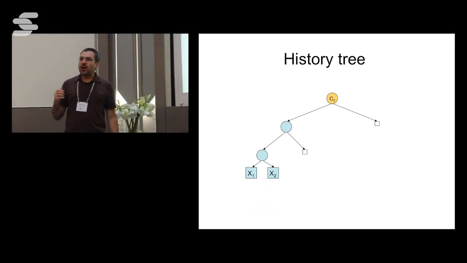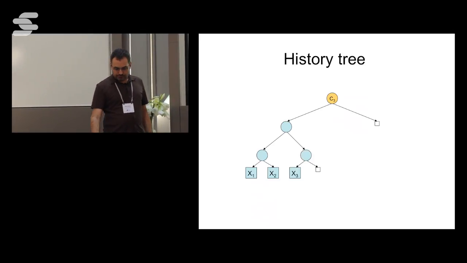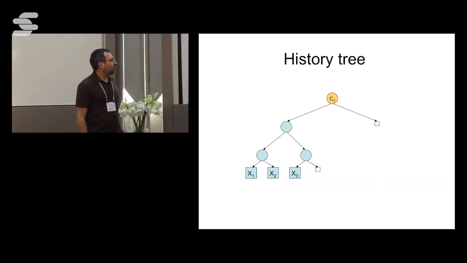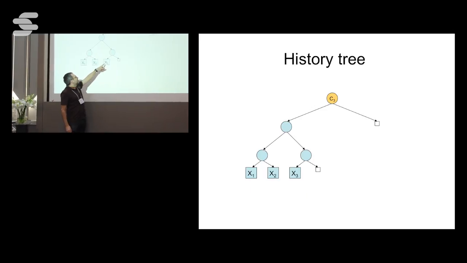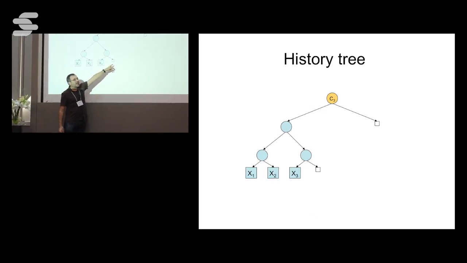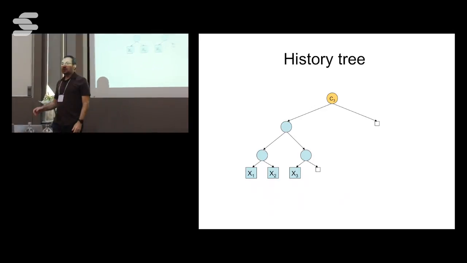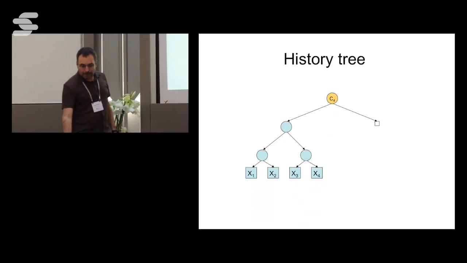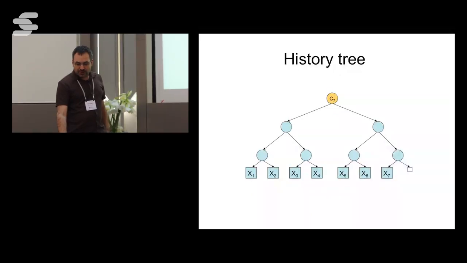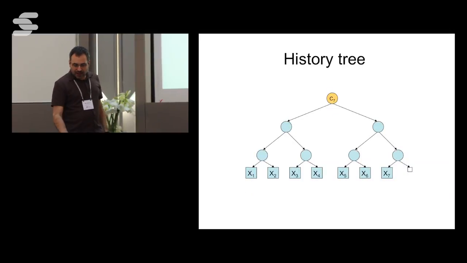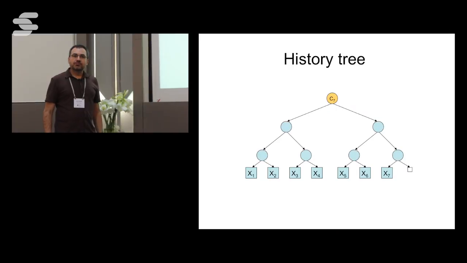So let's add a third node. So now I'm adding x3, I create this other intermediate node, and I have this hash, and I have an empty node. And as I grow, I start filling in, I fill in, I fill in, and so far, so good.